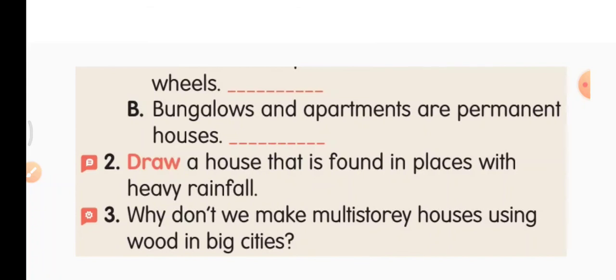Third question, why don't we make multi-story houses using wood in big cities? We don't make multi-story houses using wood in big cities because wood is not available much in cities, whereas cement and bricks are available. And wood is not very strong to support a multi-story house. So cement, sand, bricks, steel rods are used to build a multi-story house.